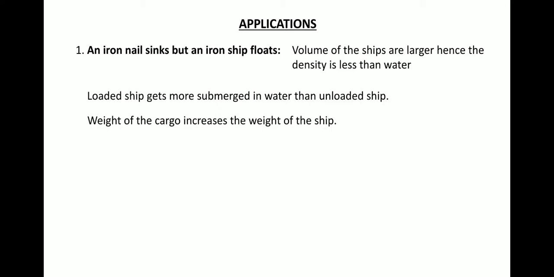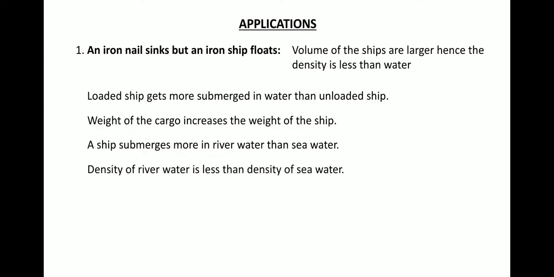Also, a ship submerges more in river water than sea water. Why? Because the density of river water is less than the density of sea water. Thus, sea water will produce more upthrust than the river water. Thus, when a ship goes from sea water into river water, it will get submerged more inside the river water, because the river water has less density and it will produce less upthrust.